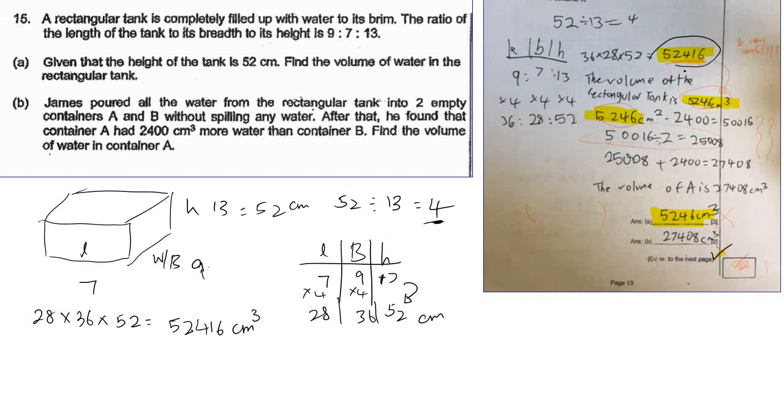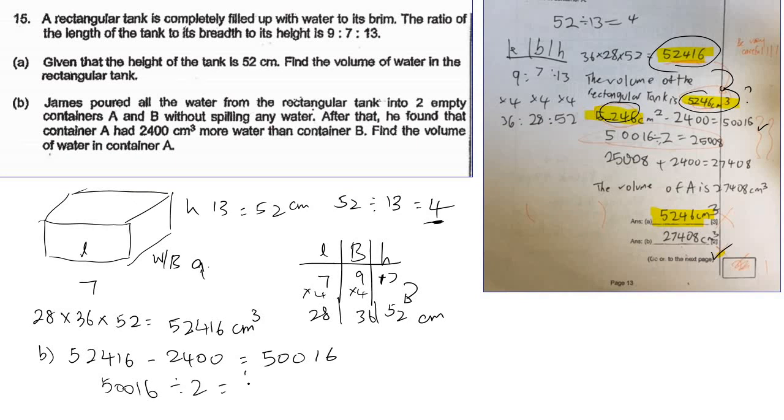And then here, question mark. And from B, I take this value: 52416 minus 2400 will give me 50016. Okay, 50016 divided by 2 will give me 25008. Add back 2400 will give me 27408 centimeter cubed.